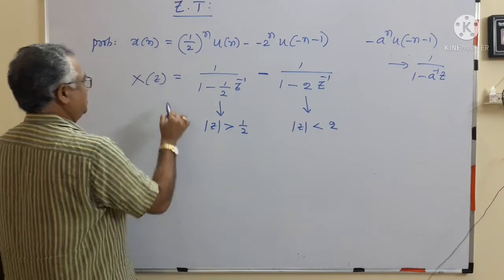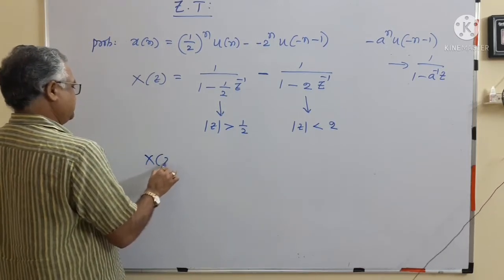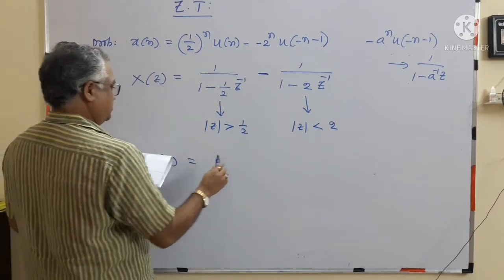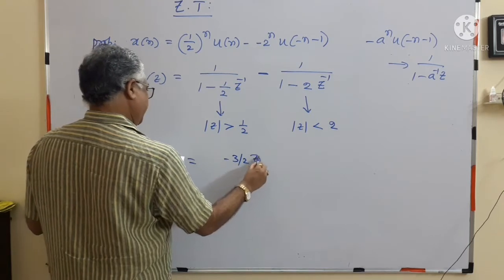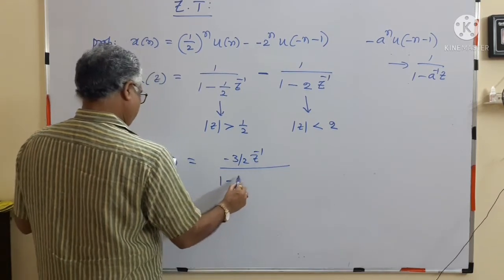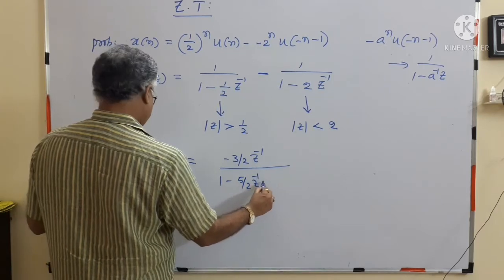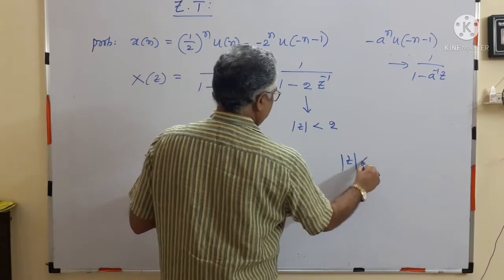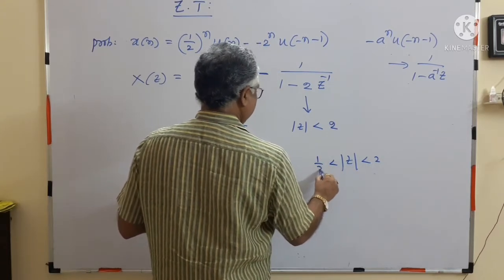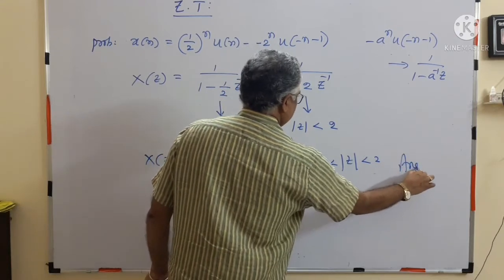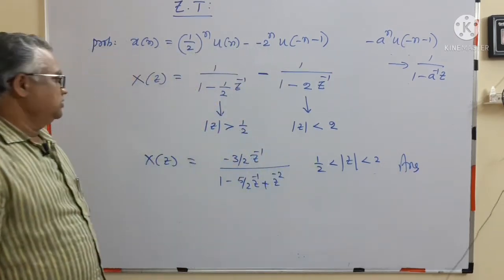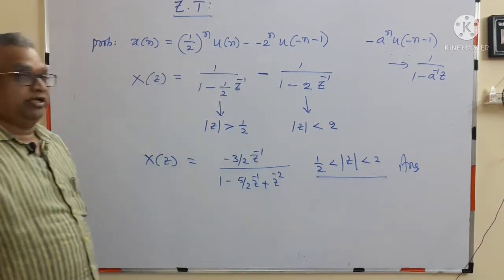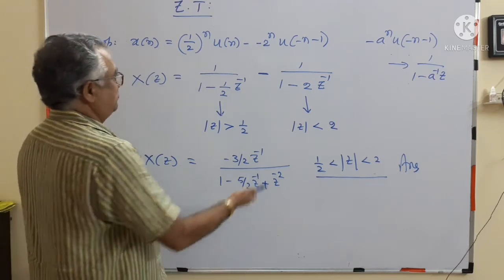So what is the final X of z? Take LCM and simplify. You get minus 3 by 2 z inverse over 1 minus 5 by 2 z inverse, plus z inverse squared in the denominator as well. So ROC is mod z less than 2 and greater than 1 by 2. So this is the answer. In Z transform, we always have to mention the ROC. So this is the problem with the numericals.